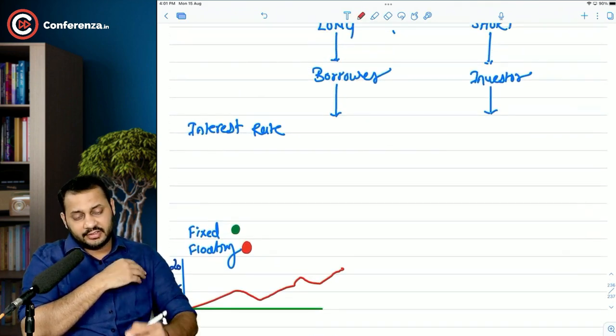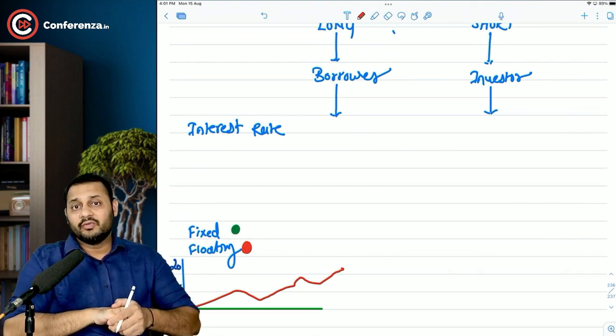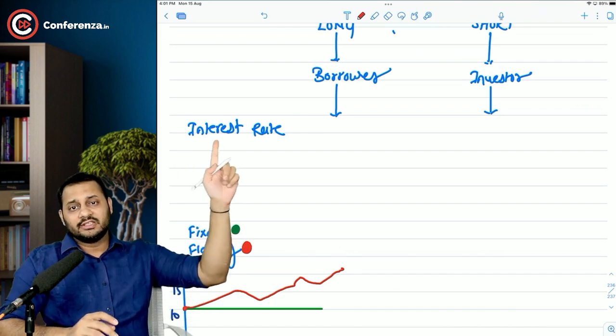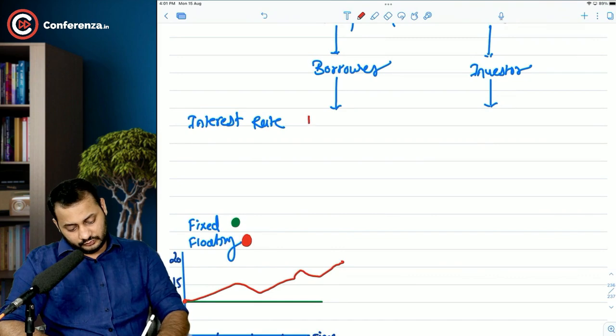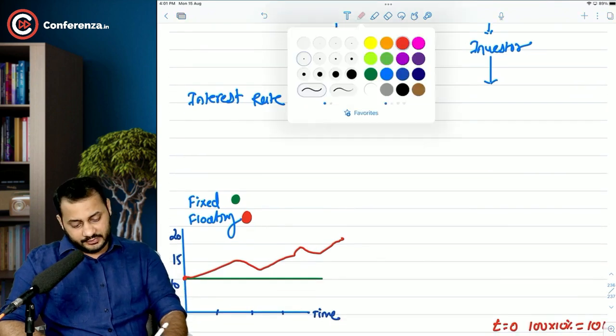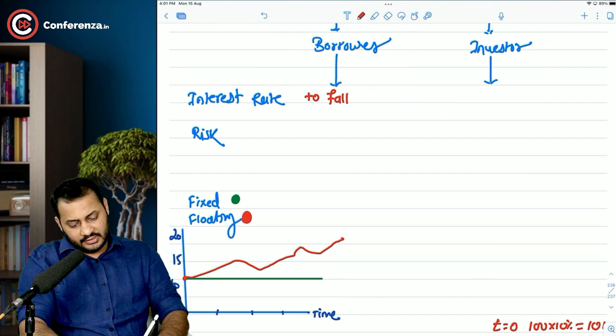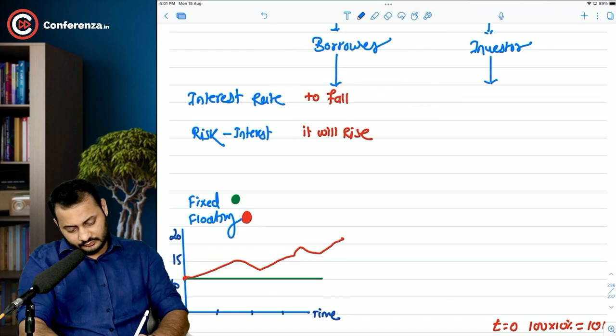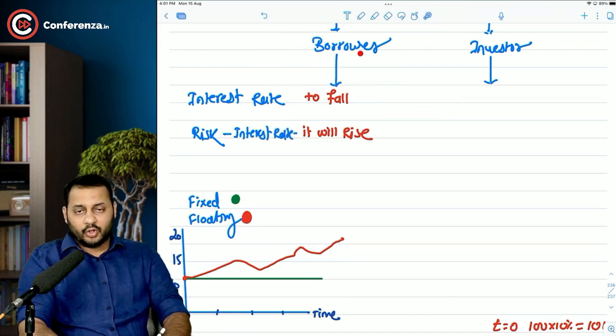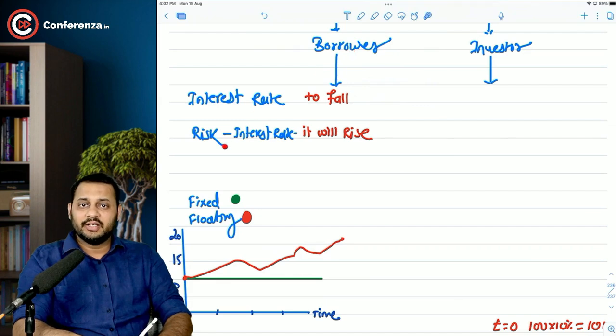So the risk to the borrower is a rise in the interest rate. So the borrower wants the interest rate to go down, right? But the risk to the borrower is that it will rise. So the borrower wants the interest rate to fall so that the cost can be reduced, but the risk to the borrower is, the risk means a situation where loss can happen.